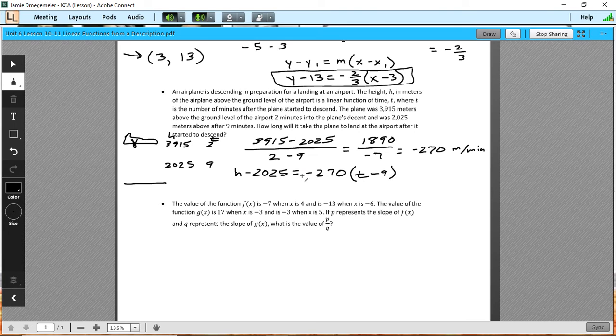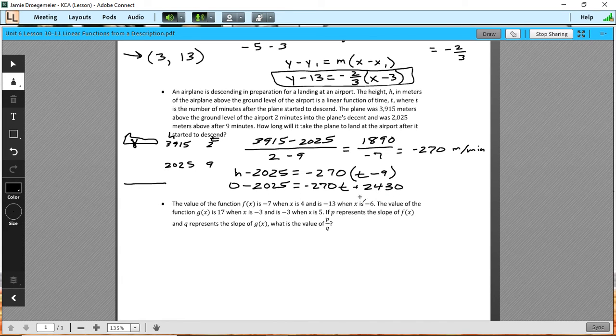And then we could go ahead and simplify this. We want to know what it's going to be at height 0. So when the height is 0, I plug in 0 for h here. I take the negative 270, I need to distribute that. So negative 270 times t, negative 270 times, excuse me, times negative 9, would give me a positive 2,430. And now we're trying to solve this for t.